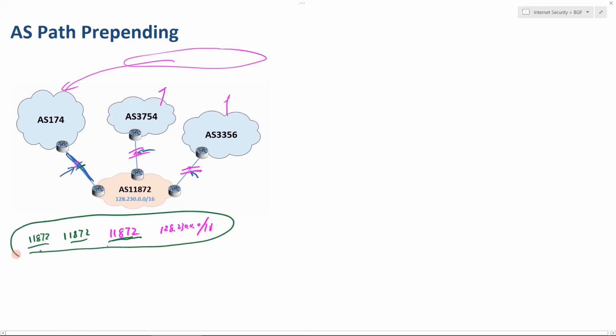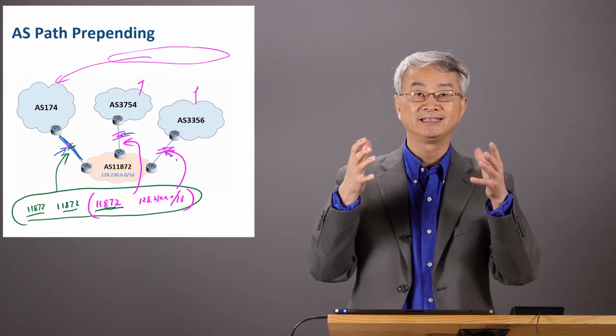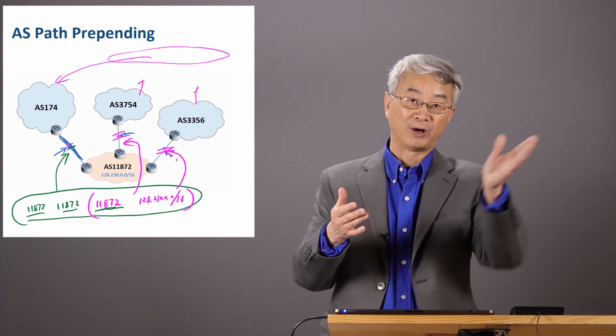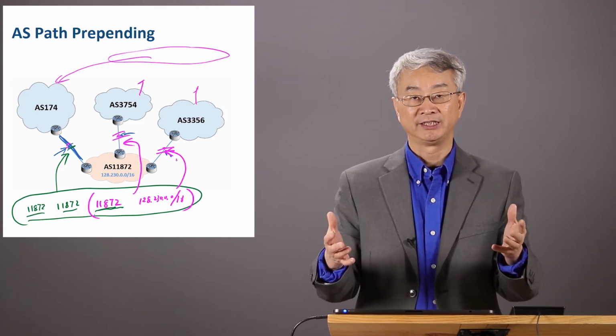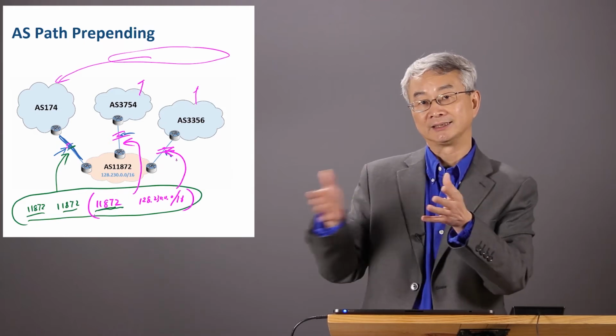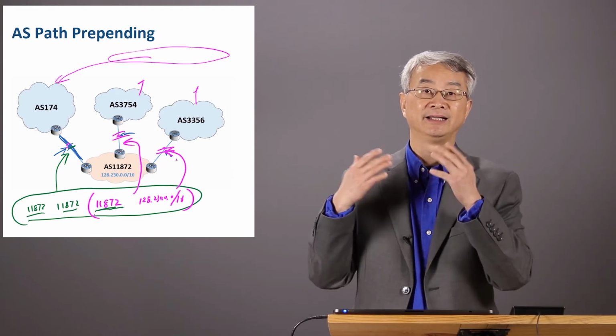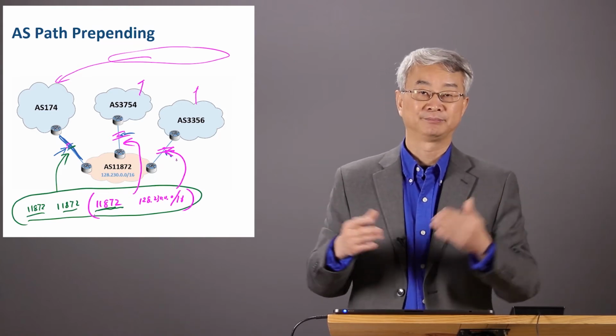So you're announcing this one to here. Now for the other one, you still announce the shorter one to here, to here. So now you artificially make this AS path longer along one of the paths. According to the selection criterion, that path will be less likely to be picked unless these 2 other faster paths are broken. And that's how you can set up a backup.